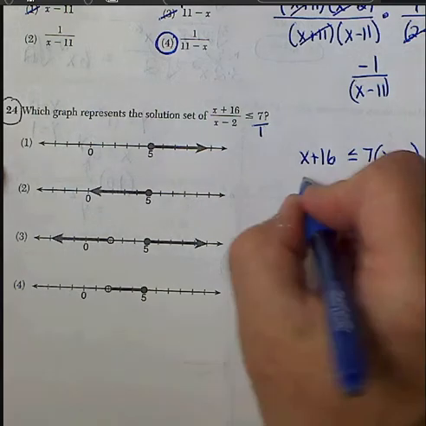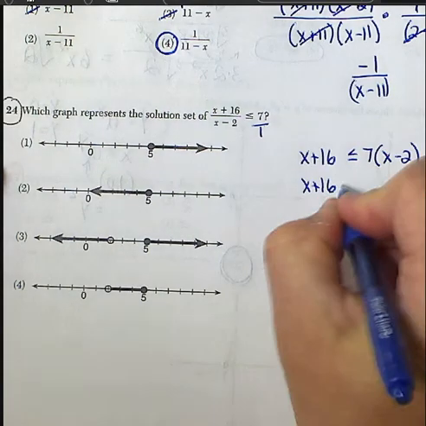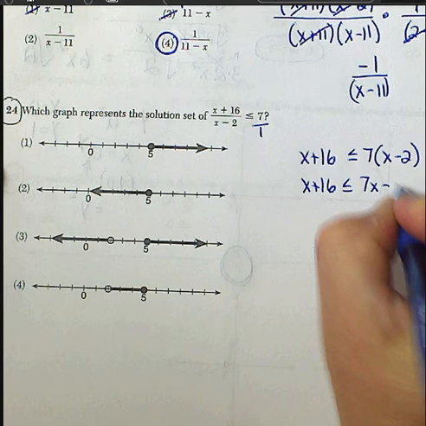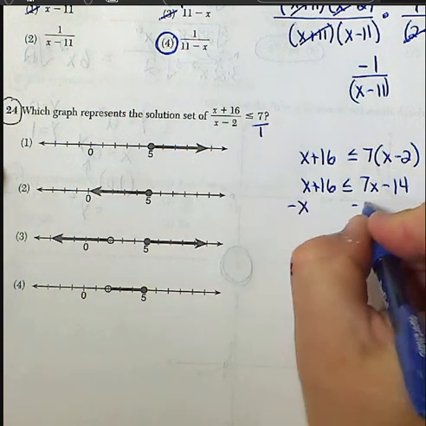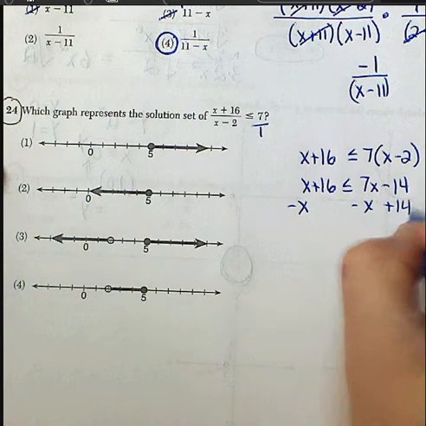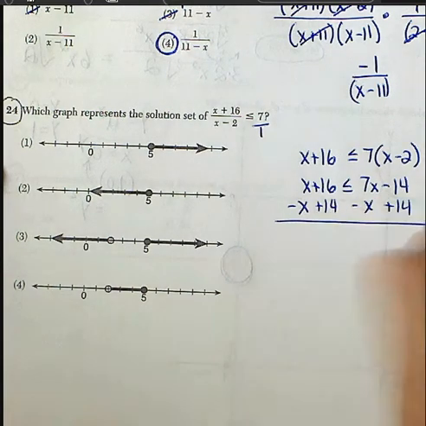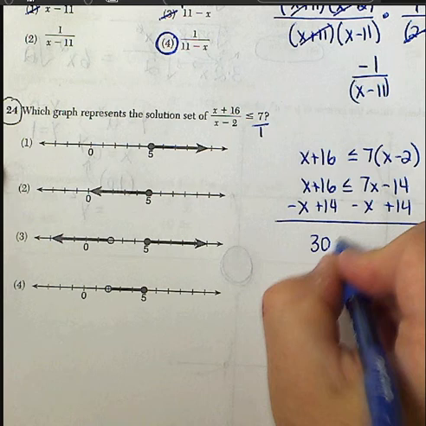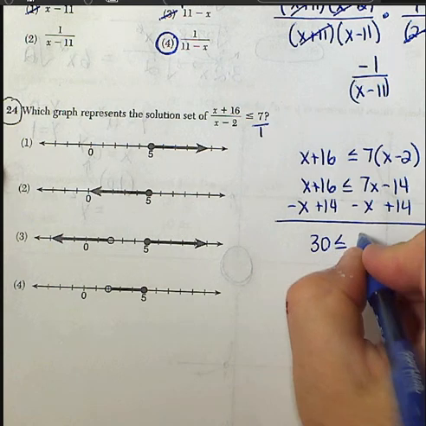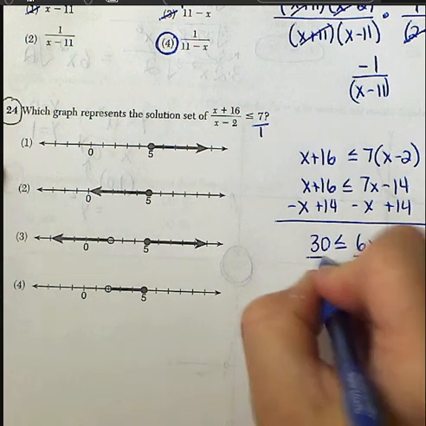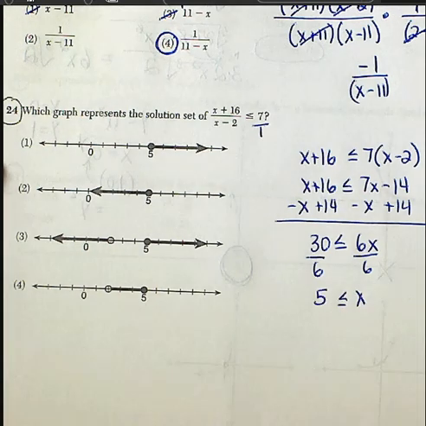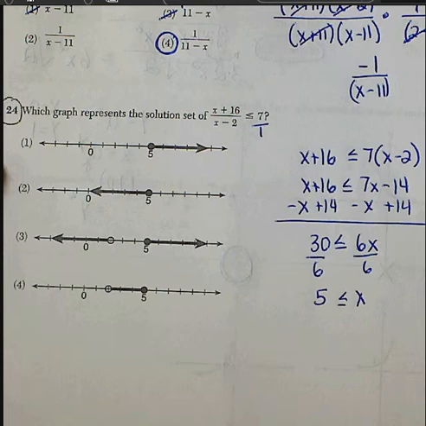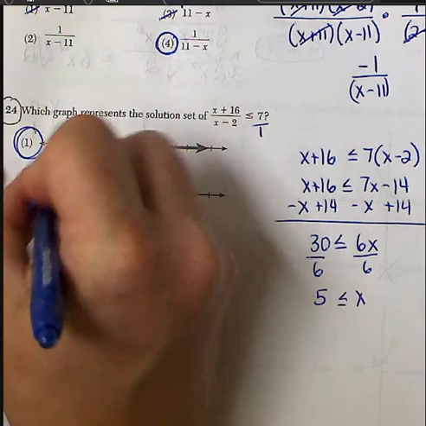Okay, we're going to distribute. You get x plus 16 is less than or equal to then 7x minus 14. I'm going to get rid of the x, and I'm going to add my 14. So I'm going to get 30 on this side is less than or equal to 6x over here. Divide by your 6, and you're going to get x is greater than or equal to 5. All right, x being greater than or equal to 5 is going to be your choice 1.